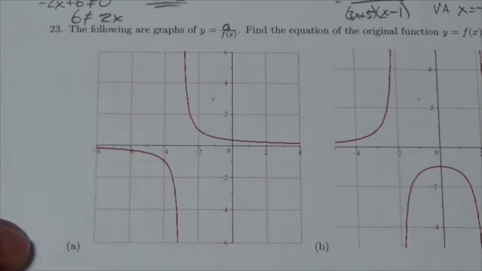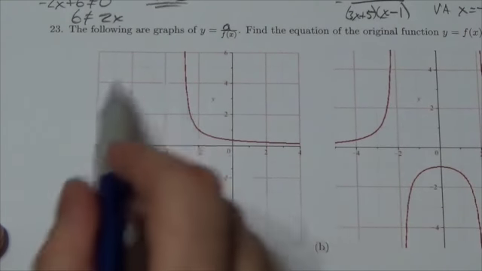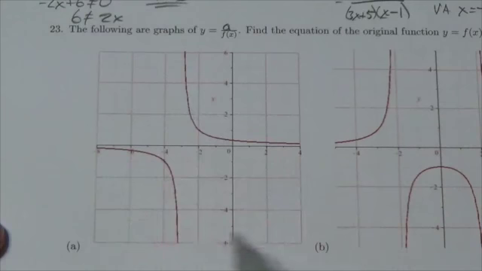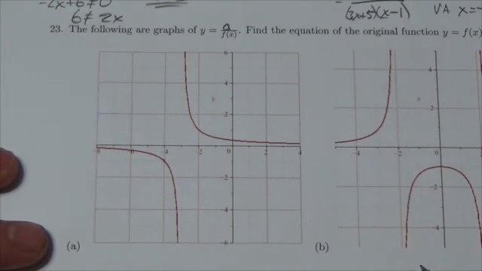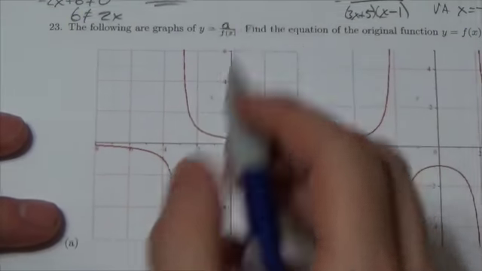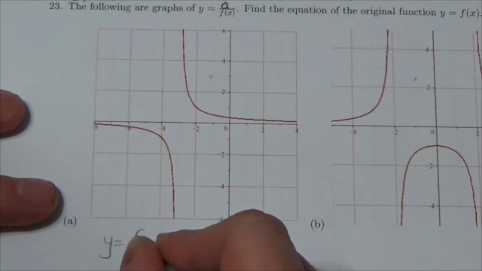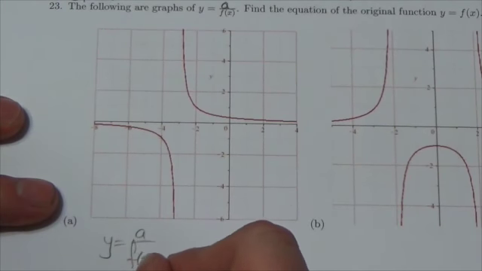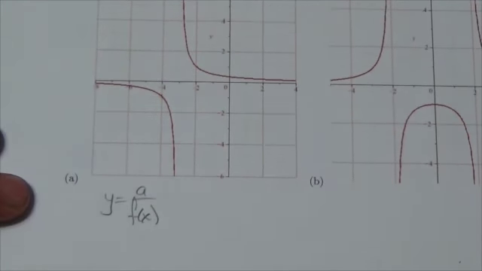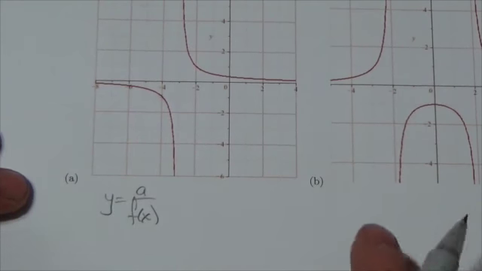Okay, for question 23, we are given that this right here is the reciprocal function, and we're supposed to go backwards and figure out what the original function was. This is going to be a over f of x. So there's also an a value here that I'm going to need to figure out.